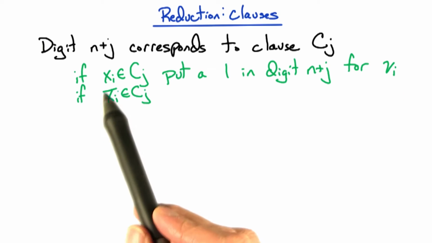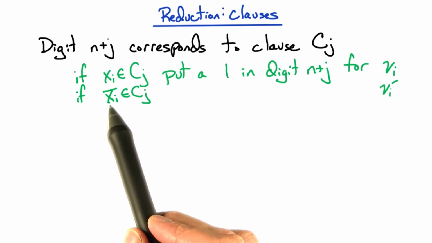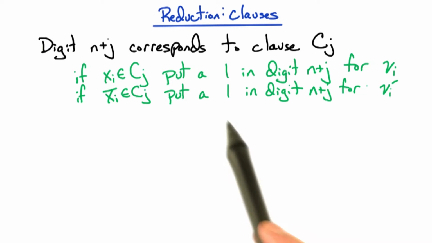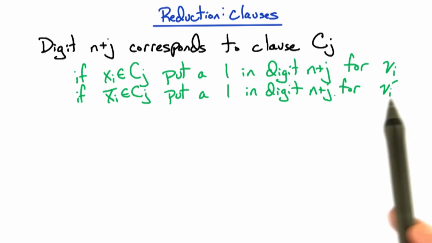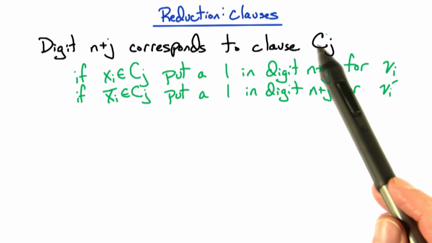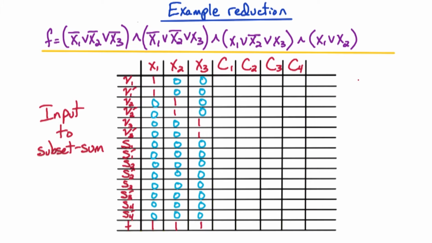Similarly, if the literal xi bar appears in this clause, well, in this case, this literal xi bar corresponds to this number vi prime. So we put a 1 in digit n plus j for this number vi prime. What this does is it encodes the clauses in these numbers, vi and vi prime. Let's go back to our running example.